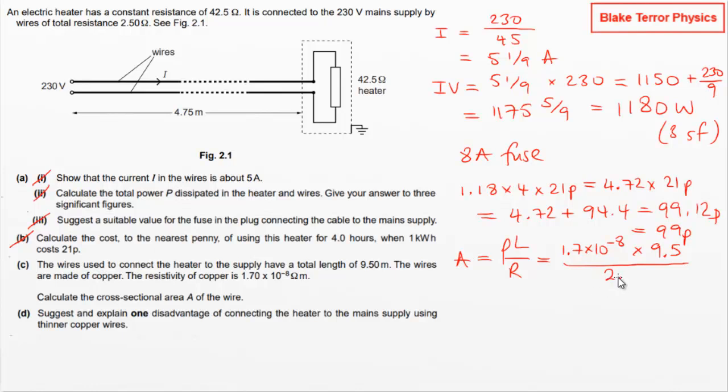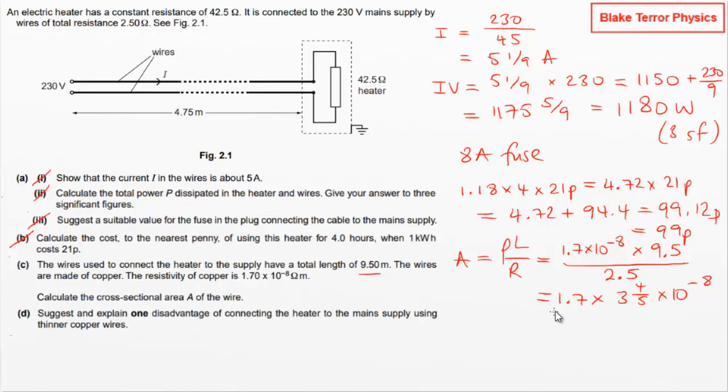2.5. Let's just check that I'm doing this for both wires. Yeah, total length of 9.5 meters. So yeah, 9.5 meters, 2.5 ohms. So that's going to be 1.7 multiplied by, oh, how annoying. So that is 3 4/5. And then multiplied by 10 to the minus 8.